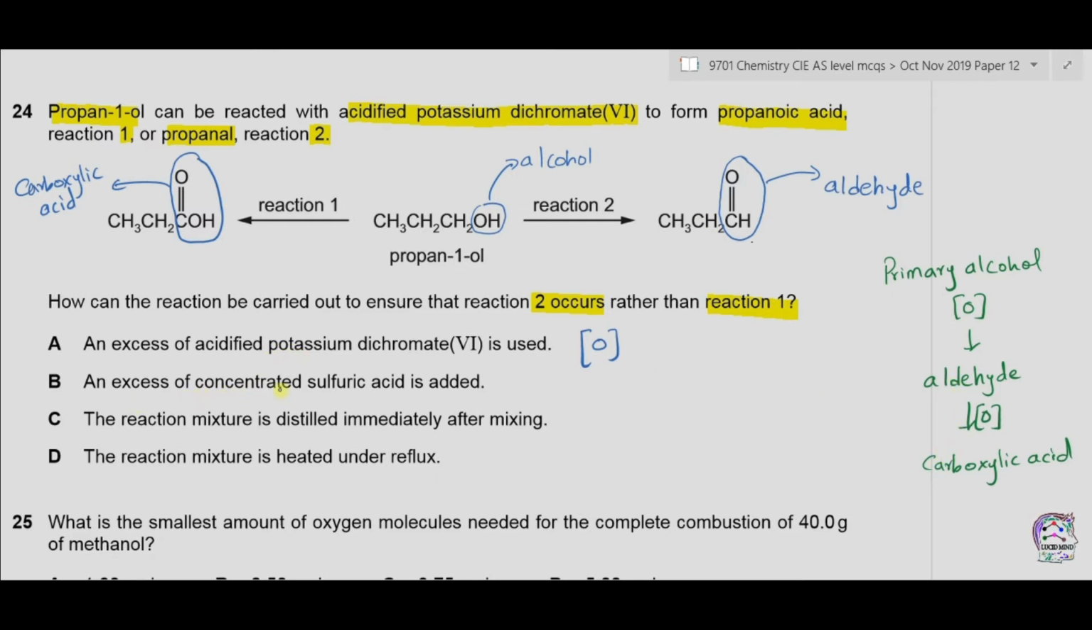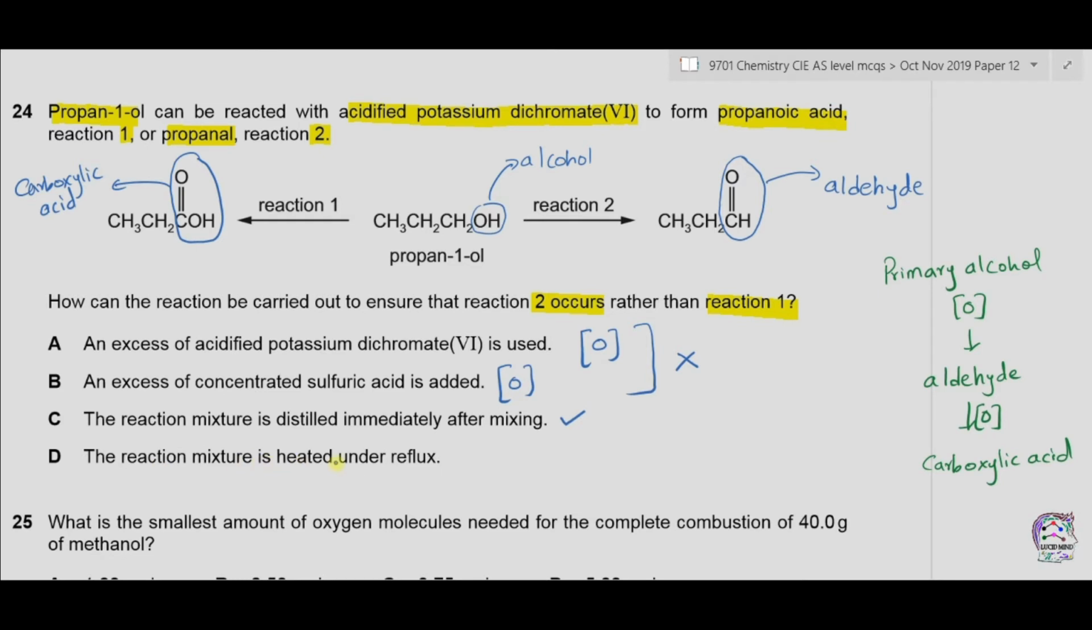In B, we can see an excess of concentrated sulfuric acid is added. Again, concentrated sulfuric acid is also a powerful oxidizing agent. So both these will result in the oxidation of alcohol to aldehyde and aldehyde to carboxylic acid. So therefore, A and B are incorrect. C. The reaction mixture is distilled immediately after mixing. So as soon as aldehyde is formed, the mixture will be distilled immediately and the aldehyde will be separated out. So further oxidation won't take place, so this is the possible option.